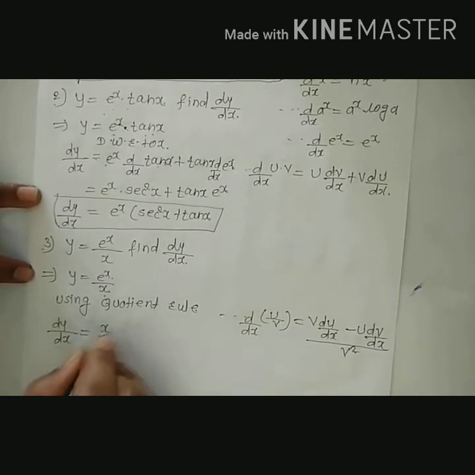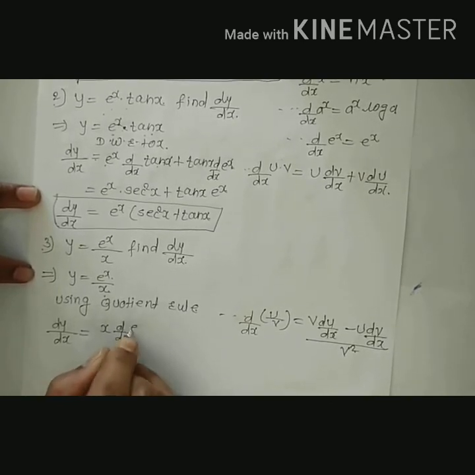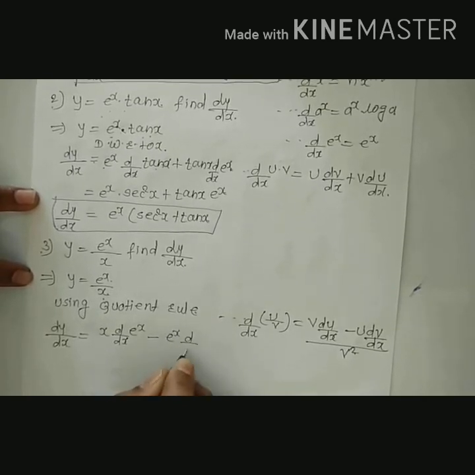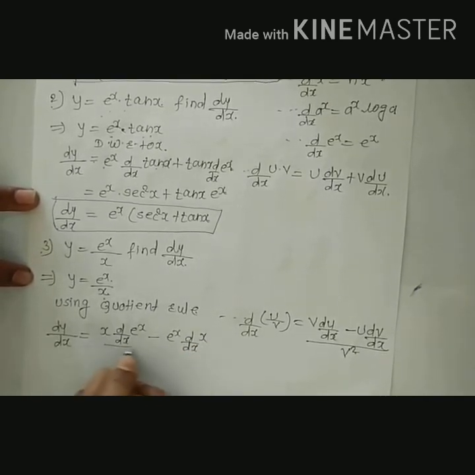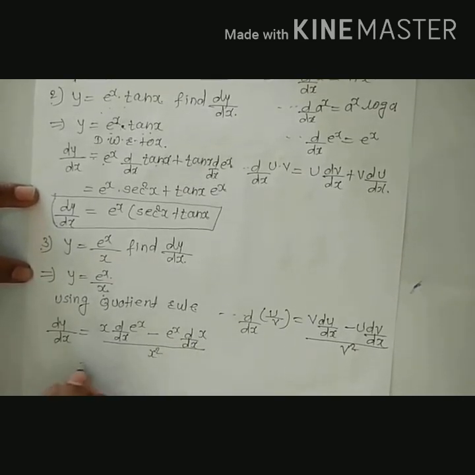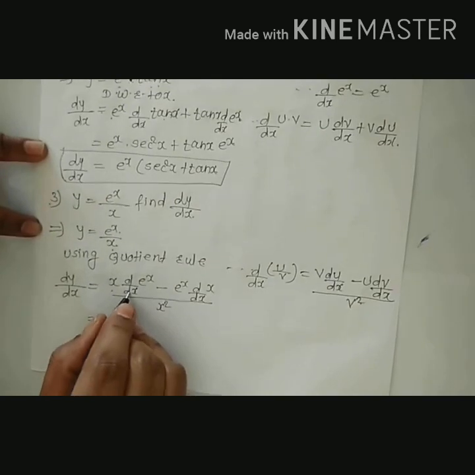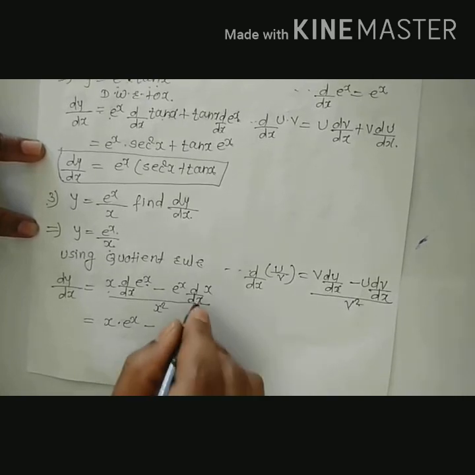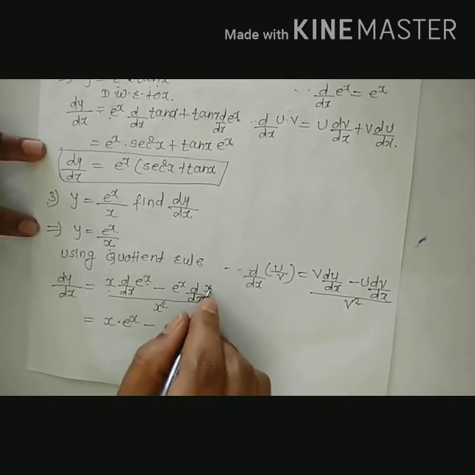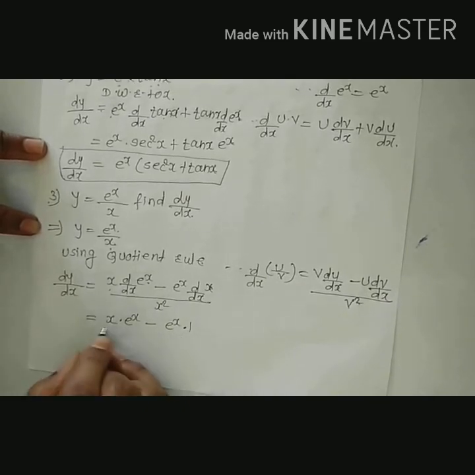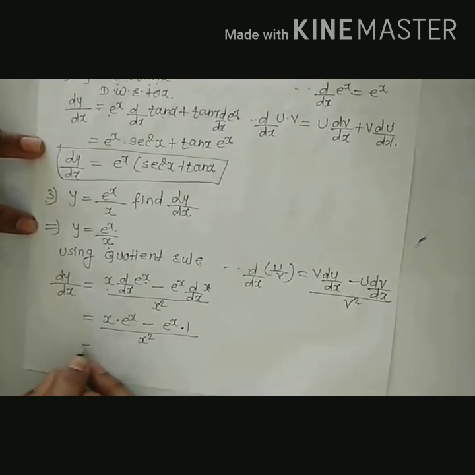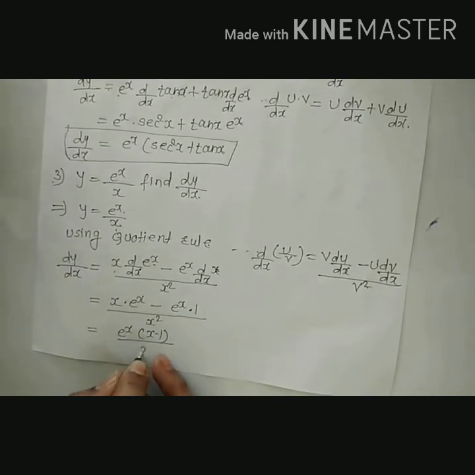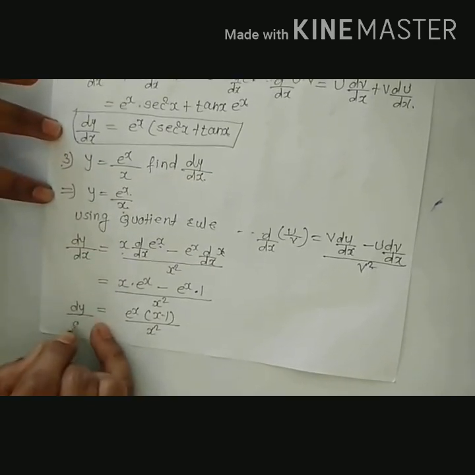v means x as it is, derivative of u means e raised to x, minus u means e raised to x, and derivative of v means x. v square means x square. Now here there is no derivative, as it is x. The derivative of e raised to x is e raised to x, minus e raised to x into the derivative of x. Here it is the same function. When the same function is there, the derivative is 1, divided by x square. Now what is the common factor? e raised to x, x minus 1, divided by x square is dy by dx.